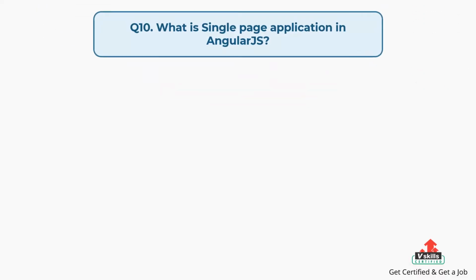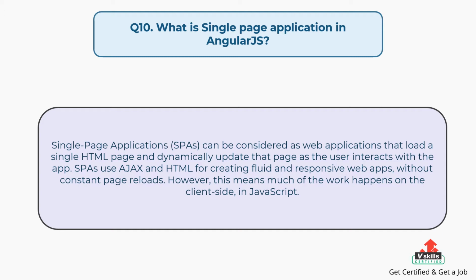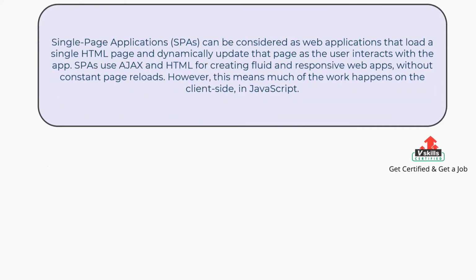Question number 10. What is a single-page application in AngularJS? The answer is, single-page applications can be considered as web applications that load a single HTML page and dynamically update that page as the user interacts with the app. Single-page applications use AJAX and HTML for creating fluid and responsive web apps, without constant page reloads. However, this means much of the work happens on the client side, in JavaScript.